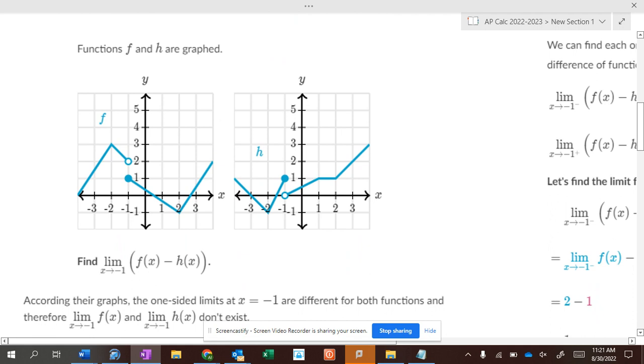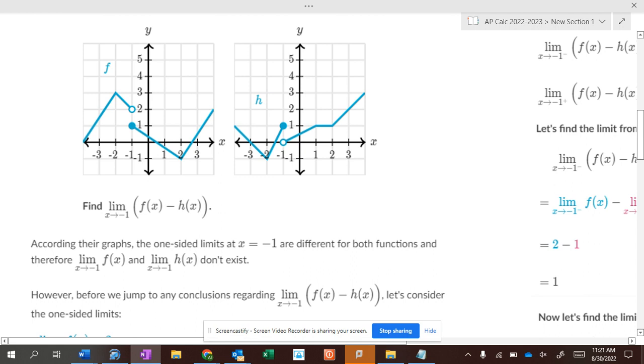Okay. What's the limit at -1 here? Does not exist. What's the limit at -1 here? Does not exist. So we'd say, does not exist. Not so fast, my friends.